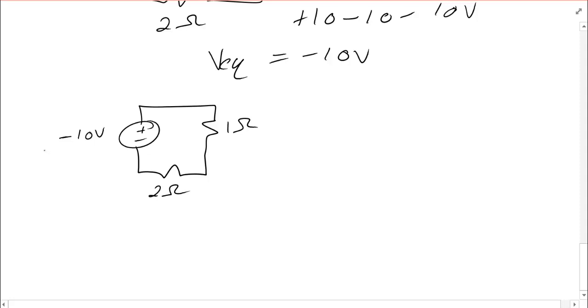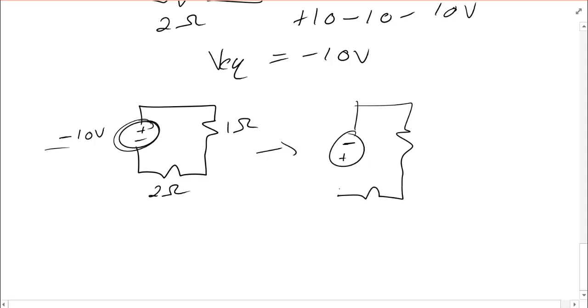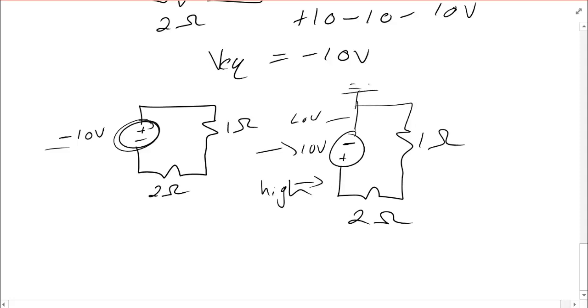If you're happy dealing with the negative 10 volts, that's fine. If you'd like to work with it as a positive value, you have to reverse these two. What that would look like is this: a negative on top, a positive on the bottom. 1 ohm, 2 ohms, and now positive 10 volts. What are we really saying? That this terminal is at the low voltage and this one is at the high. Which means a convenient choice of the reference might be here. But it's up to you, as long as you're consistent. And that is how you combine voltage sources in series.